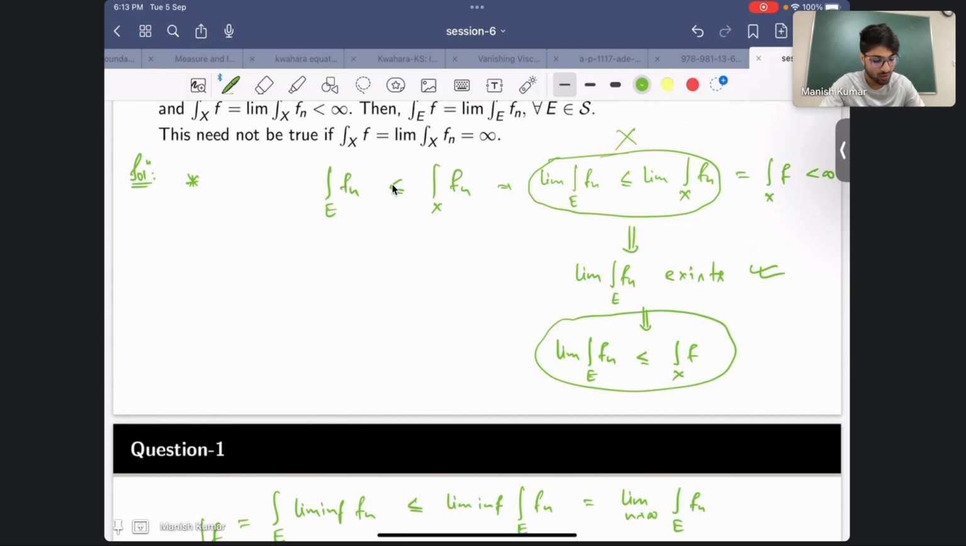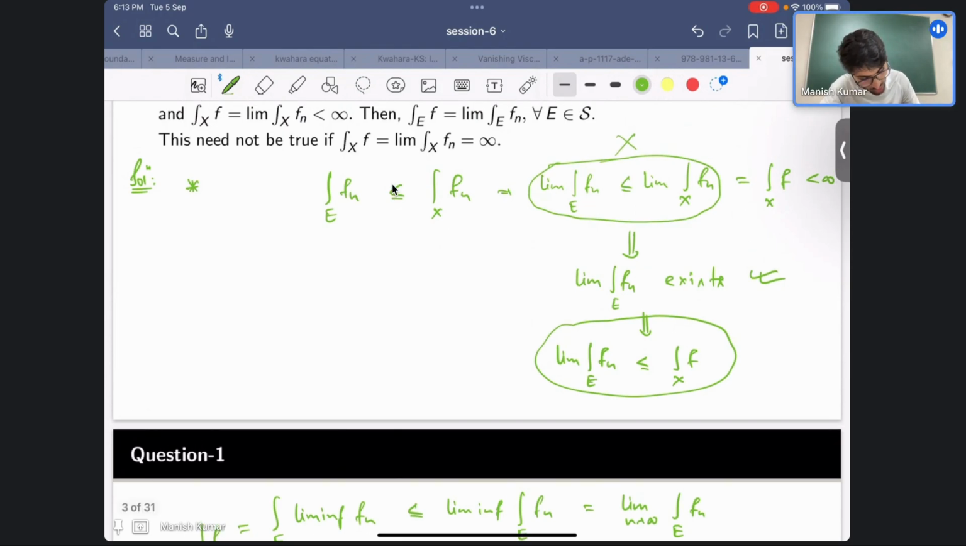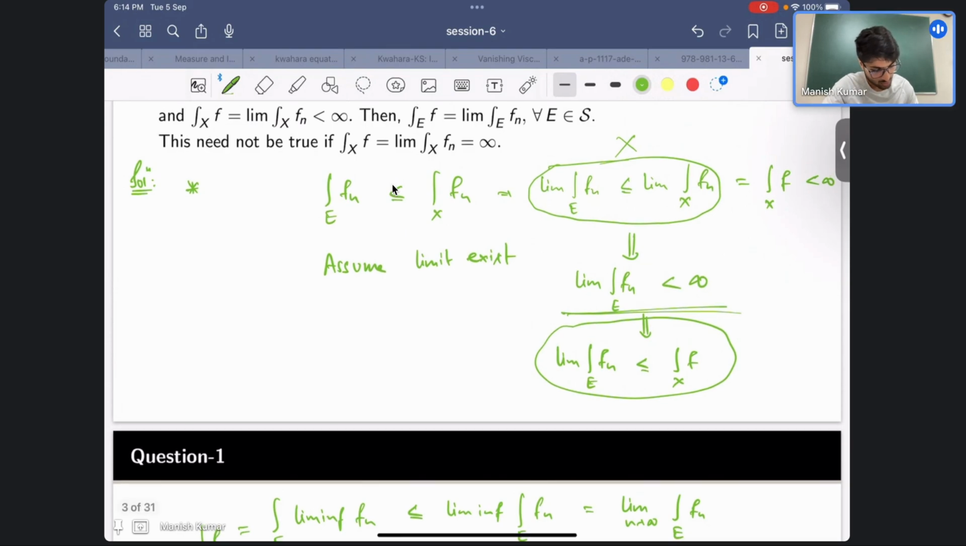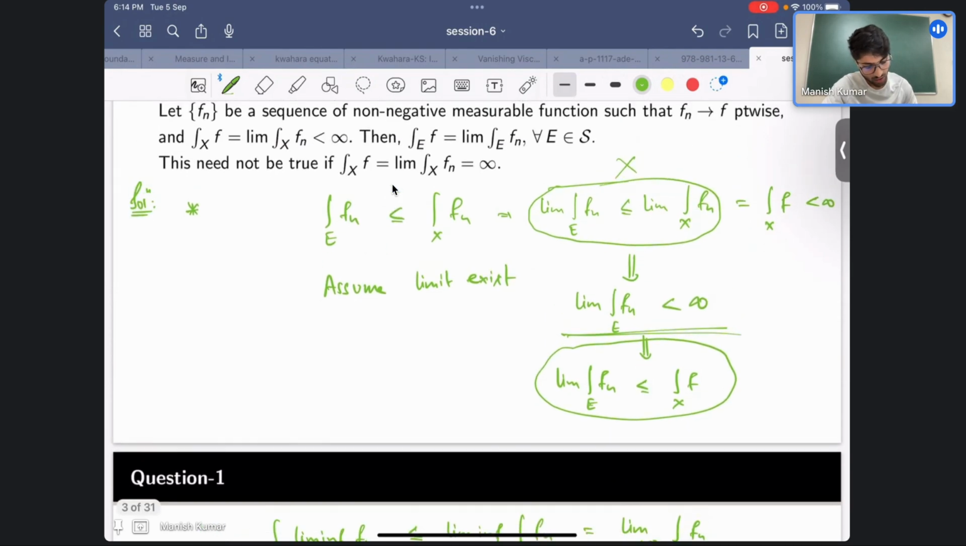Yes, sir. What you have proved is: assume the limit exists, and then this limit is finite. That's all you have proven, that if the limit exists, then it is finite. So this is something that will not help us, because what we have to first show is that this limit exists.